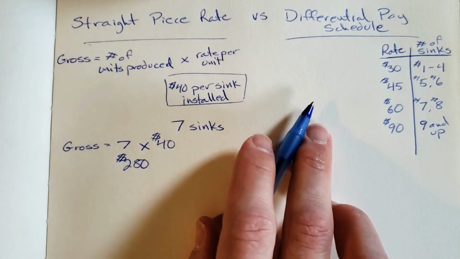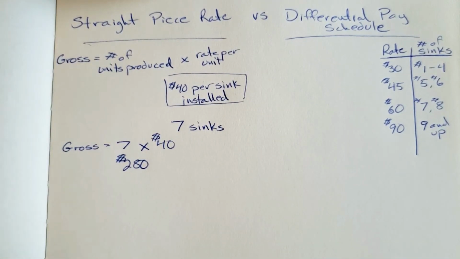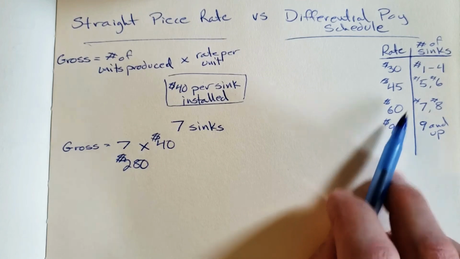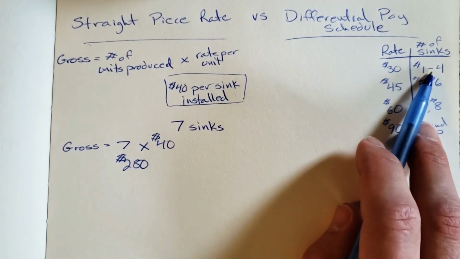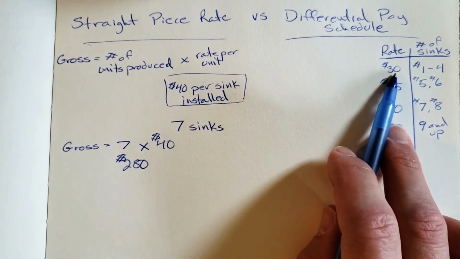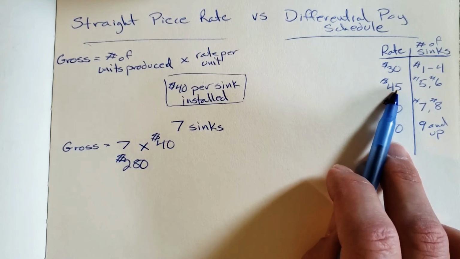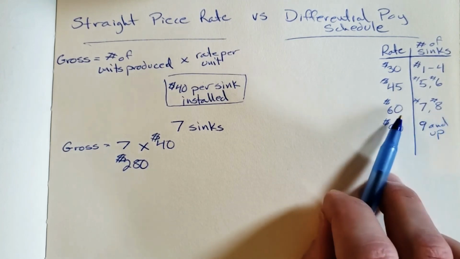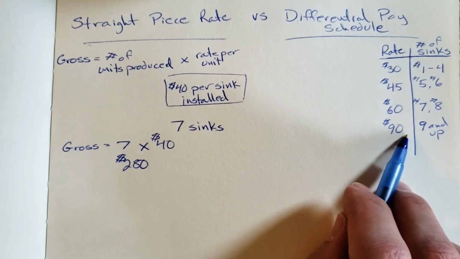Now, as far as a differential pay scale would go, it's similar. They do get paid per installation or per item produced, but it encourages them to produce or install more. So if they only install 1 through 4 sinks, like up to 4 sinks, they're getting paid $30 for each sink. For sinks 5 and 6, they get paid $45 for those 2 installations. Sink 7, sink 8, they get $60 for each of those, and then anything above 9, they'd get $90.